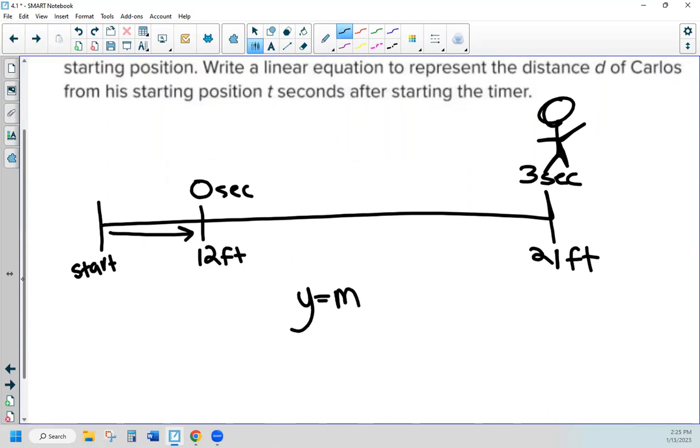Slope-intercept form. y equals mx plus b. So two things that we need here. We need a point, and we need our slope. Okay, that's the first thing we need.